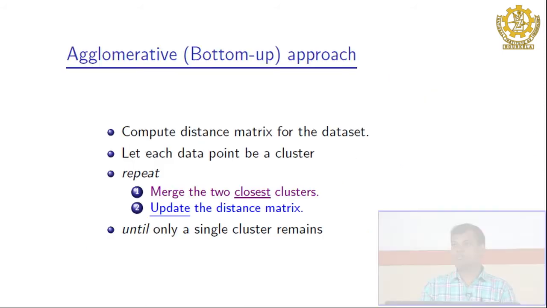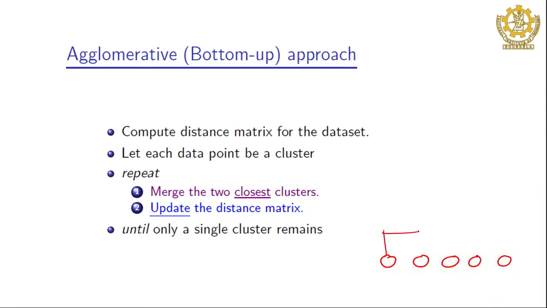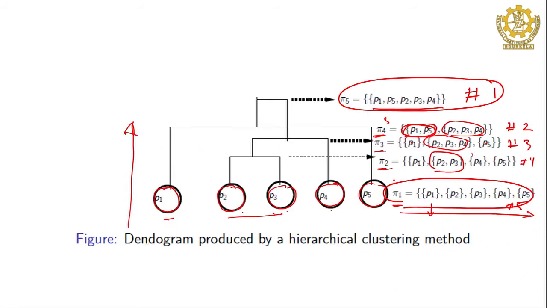This is something called bottom up, because each individual point was in a cluster, and then we merge the two closest clusters, and maybe then we merge these two closest clusters, then this one, and then you merge it here and so on. This tree-like structure is called the dendrogram, as we have seen earlier. This is the output of the hierarchical clustering approach.